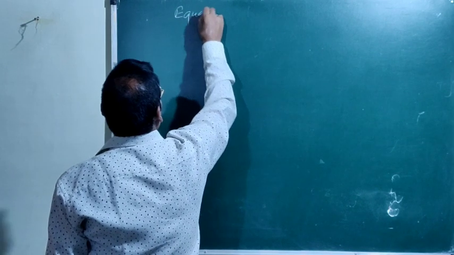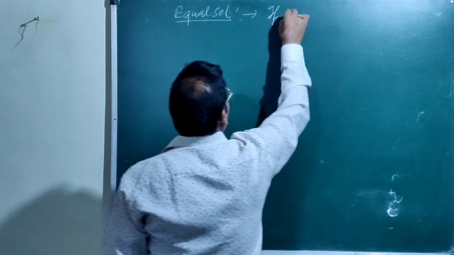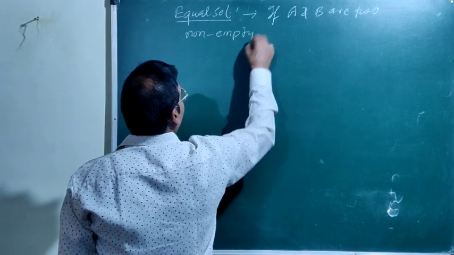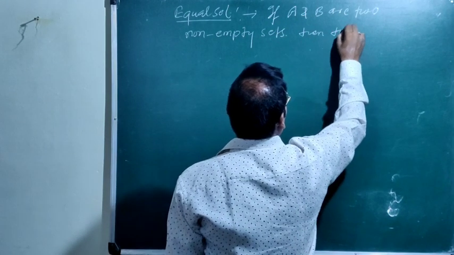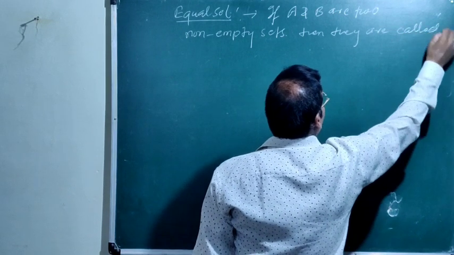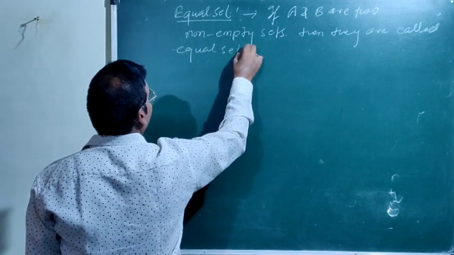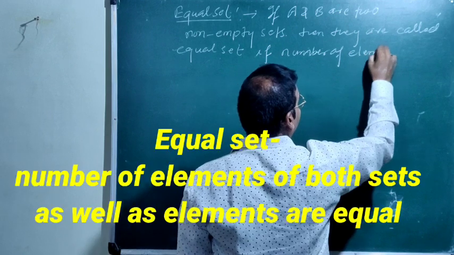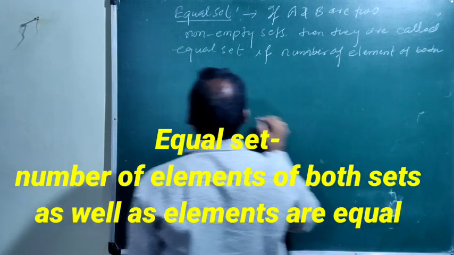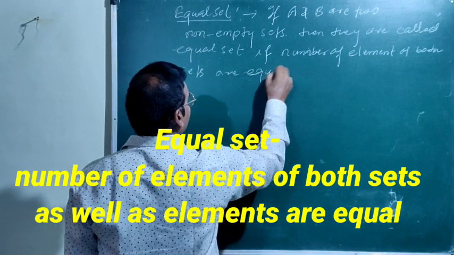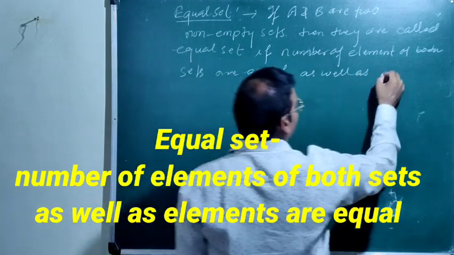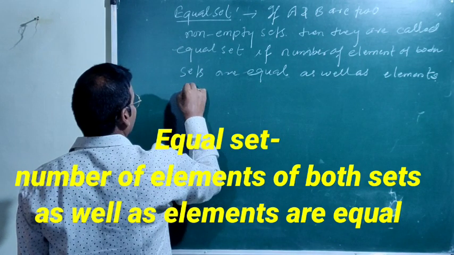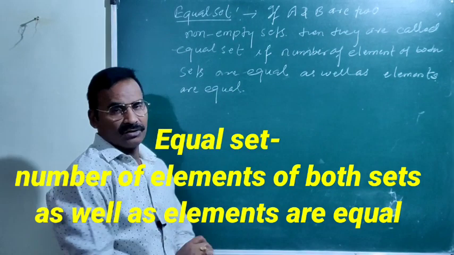Now equal sets. If A and B are two non-empty sets, then they are called equal sets if the number of elements of both sets are equal as well as the elements are equal.